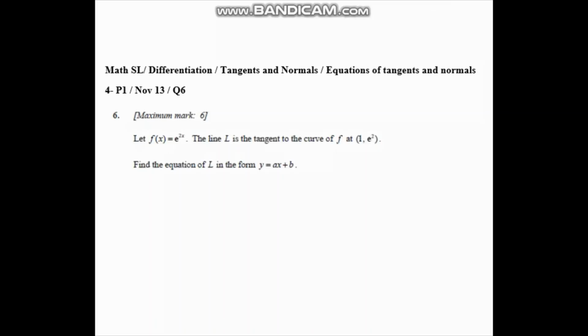So this is very similar to the previous problems. We are given the equation of the function, and we are given a point. We are required to find the equation of L, which is the tangent to the curve. So instead of finding the equation of the normal, I'm just going to find the equation of the tangent, which means I don't have to do the step where I flip and switch the slope to convert from mt to mn. I'm just going to use mt as it is. So take a look at the answer.